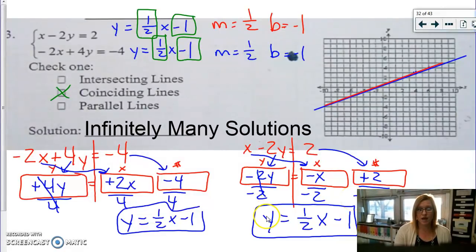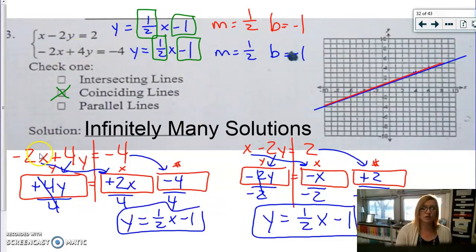So when I simplify, I get y equals, negative 1 divided by negative 2 becomes positive 1/2 x, and positive 2 divided by negative 2 gives me negative 1. So there's my first equation. So I can see that right above here. So I have a slope of 1/2 and a y-intercept of negative 1.